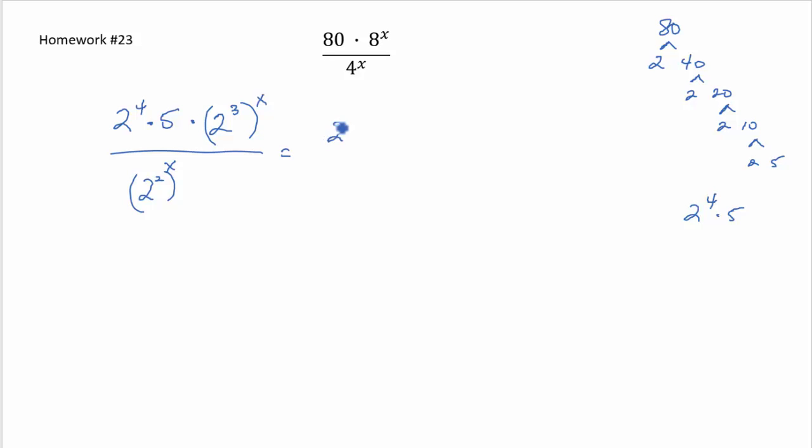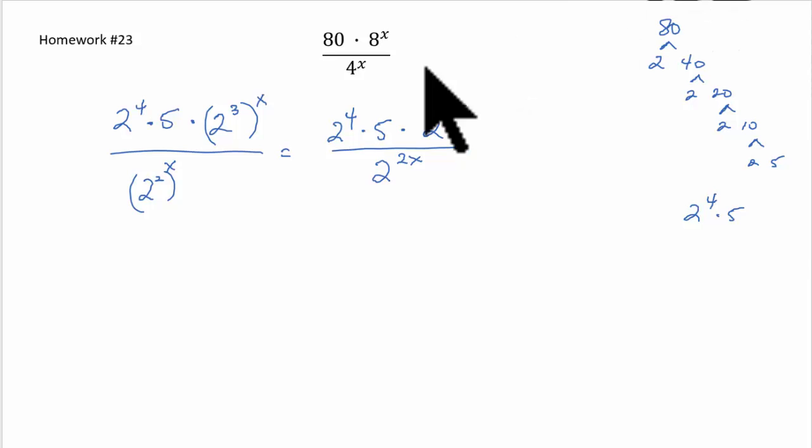That gives us 2 to the 4th times 5. But when you have 2 to the 3 to the x power, that's the same as 2 to the 3x power. And on the bottom, 2 squared to the x power is the same as 2 to the 2x power. You see where I'm going here? Okay. So look what's left.